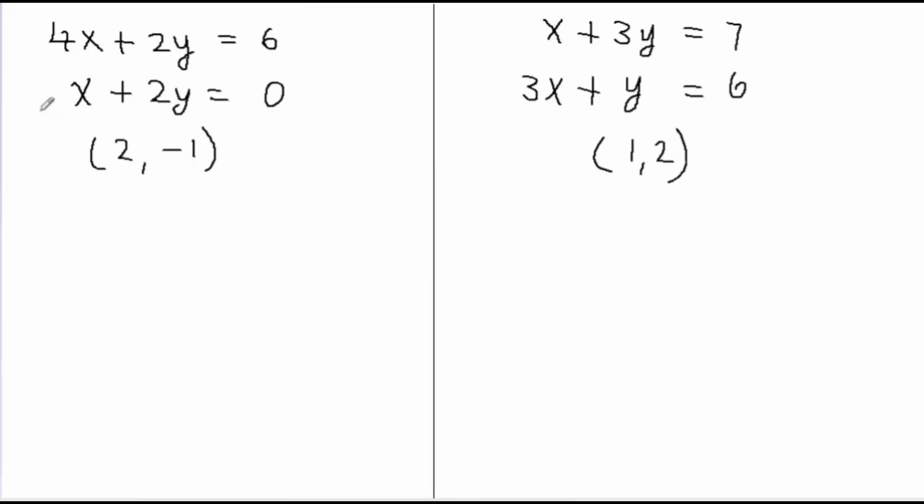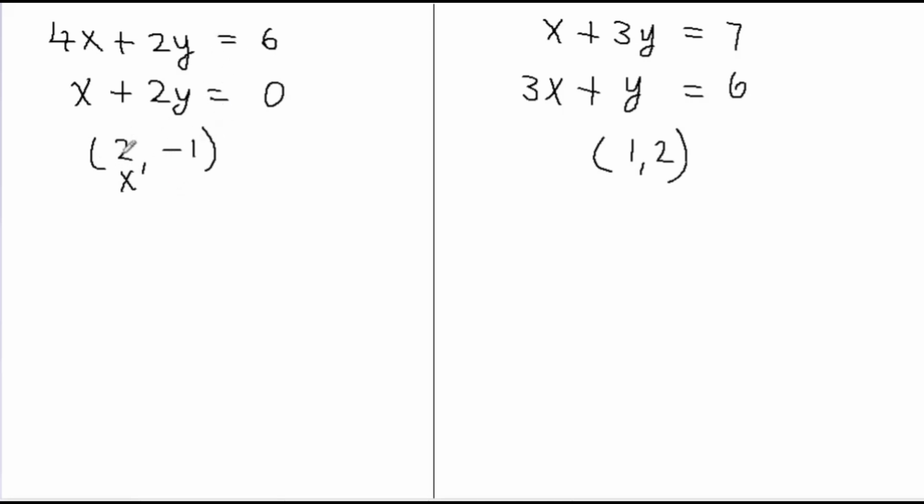Hi, in this video we'll learn how to determine if an ordered pair is a solution to a system of equations or not. So we have two examples here. Let's take a look at the first example. In the first example, we're given the ordered pair (2, -1), and we need to determine if this ordered pair is a solution to this system or not.